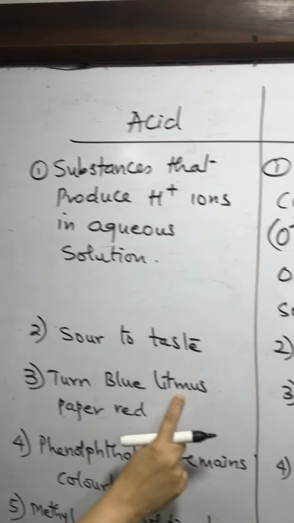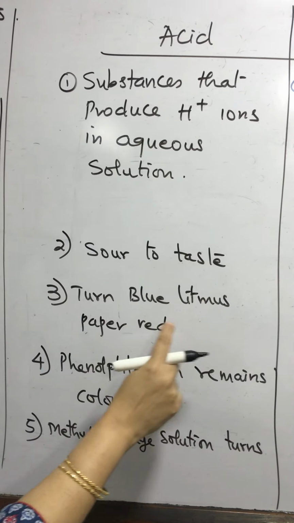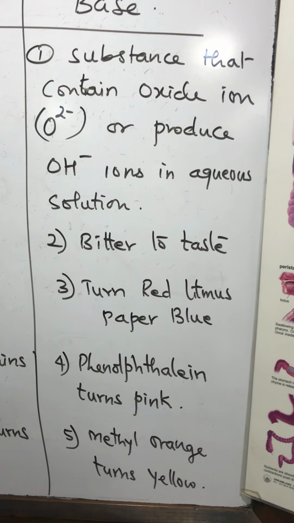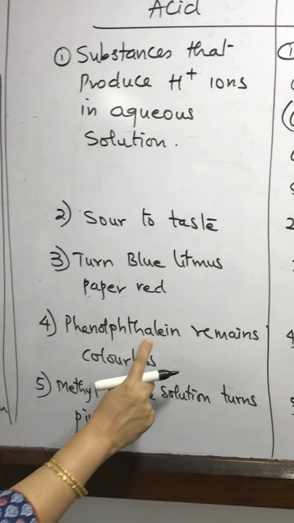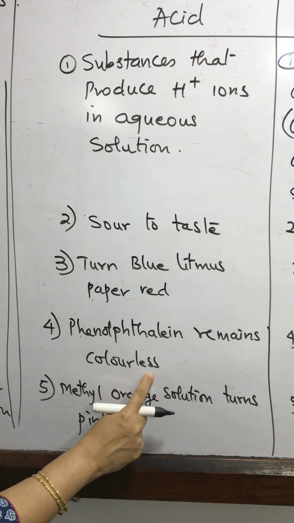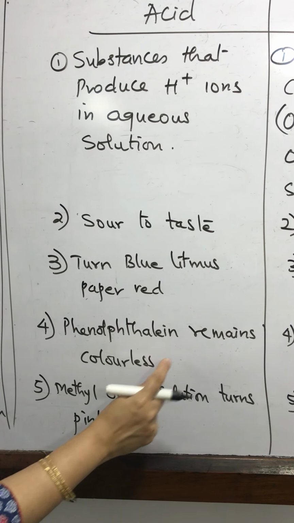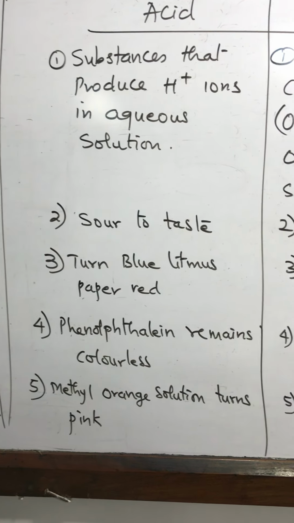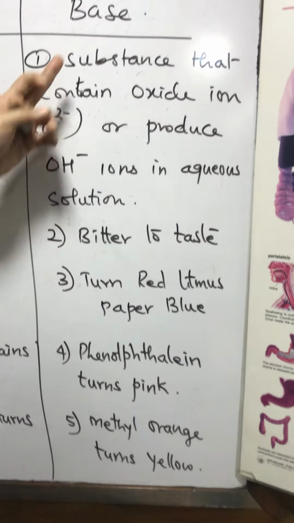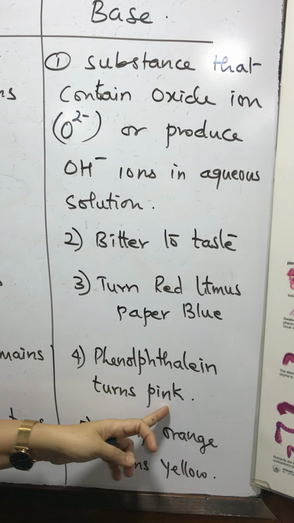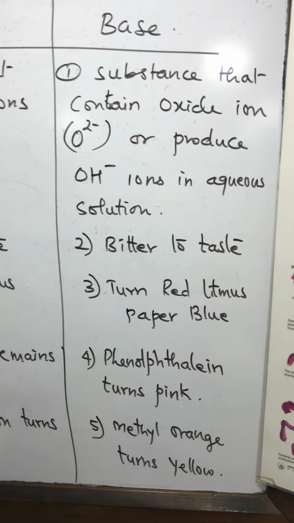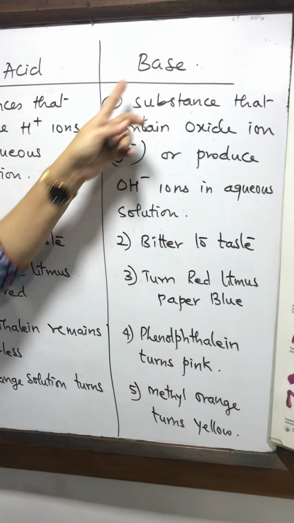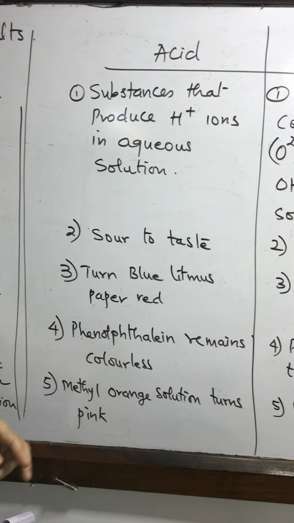Now if you take litmus paper and hold it in acid, then blue litmus will turn red. Whereas base will turn red litmus blue. Similarly, a solution of phenolphthalein which is colorless will remain colorless if 2 drops of phenolphthalein solution are put in acid. But if you put phenolphthalein solution in base, then this solution will give a pink coloration and the solution will turn pink. So phenolphthalein is pink in base, it is colorless in acid.